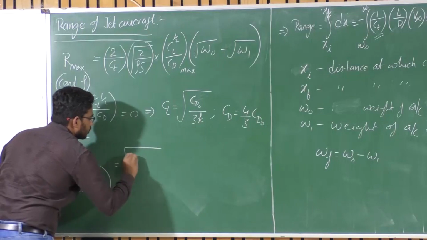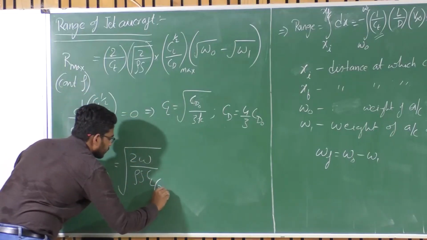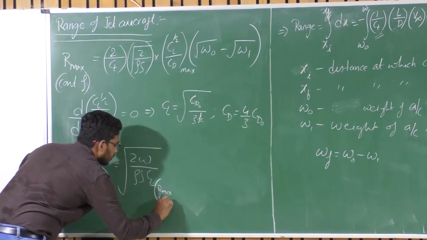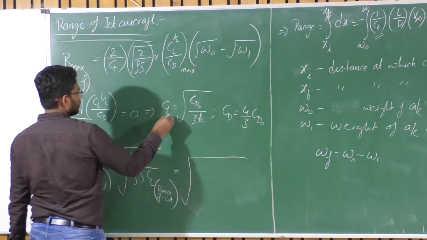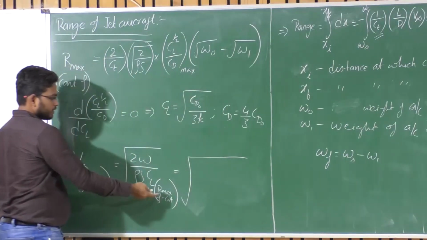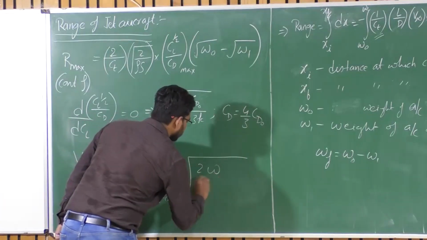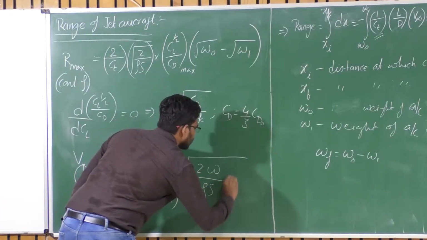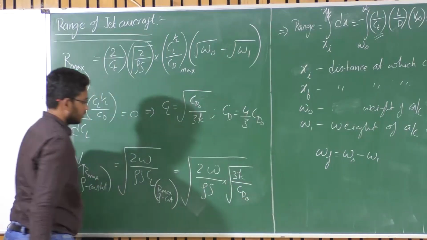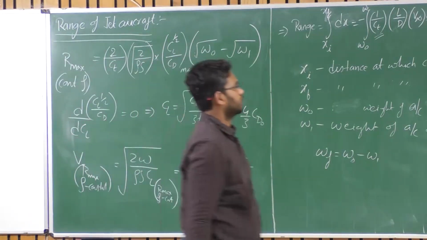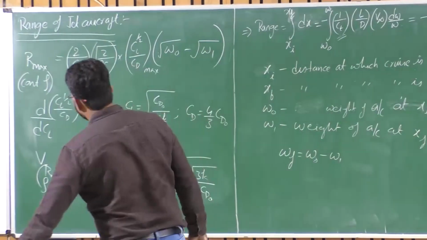So this will be root over 2W upon rho S for CL, for R max, when rho is constant, which is equal to rho. So this is the corresponding thing: CL^(1/2) by CD is maximum. So that is 2W upon rho S times root over K upon 3 CD naught. This is the corresponding flight velocity. So this is for constant altitude flight, right?